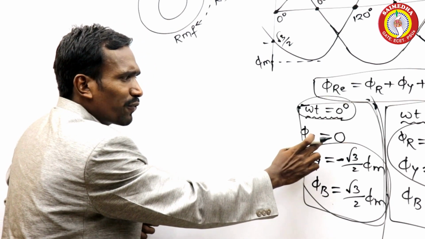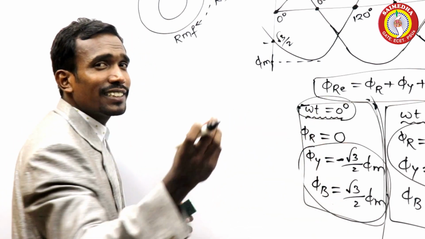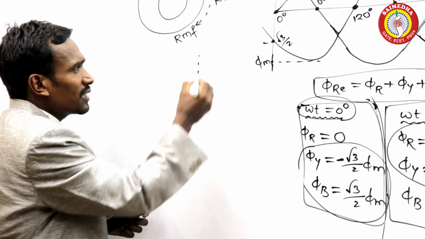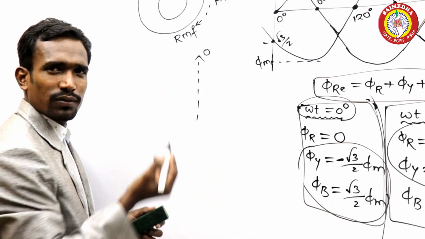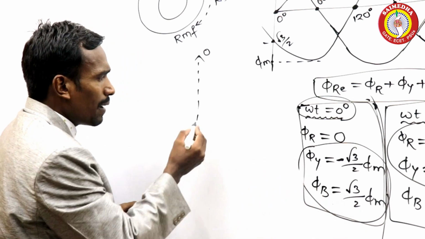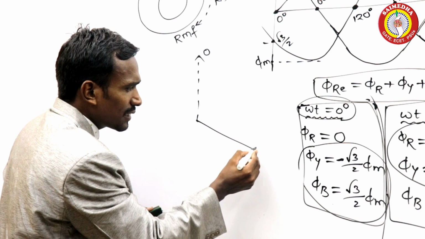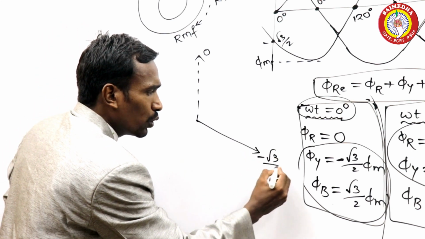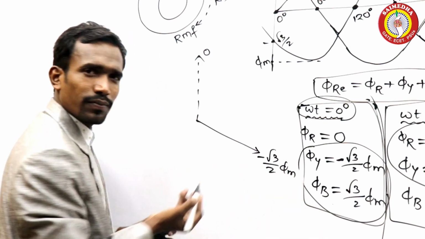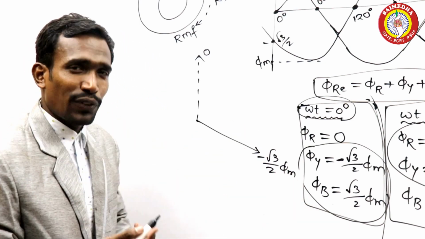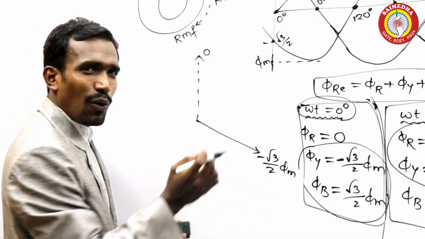Here, my flux in R phase is equal to 0. What is my flux in Y phase? My flux in Y phase is minus root 3 by 2 phi m. I want positive value.